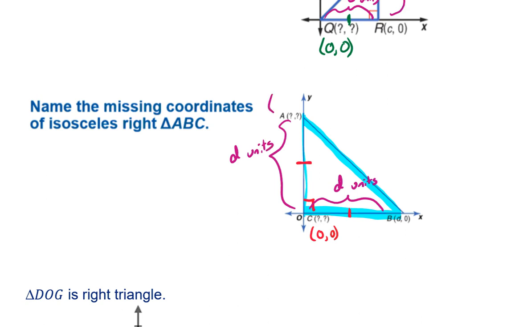So if I'm moving up from 0, 0, the x coordinate's not changing. The y coordinate has to be D plus the 0. So I have D. So A is at 0, D.